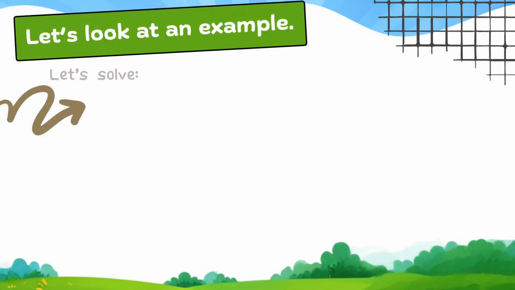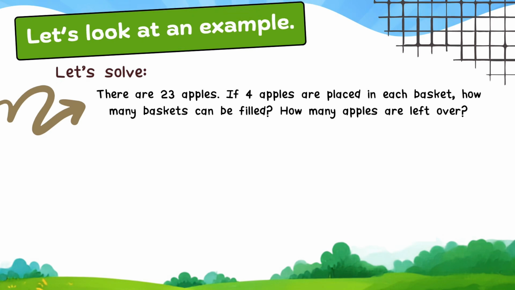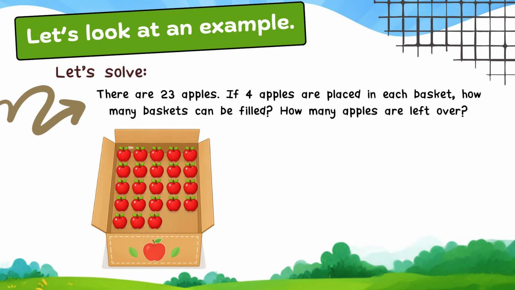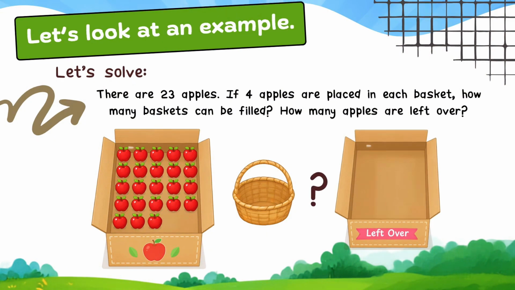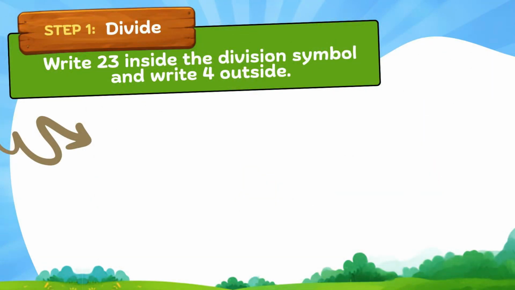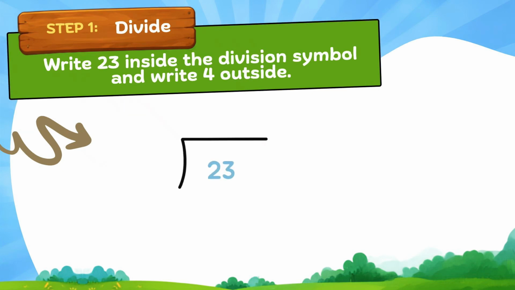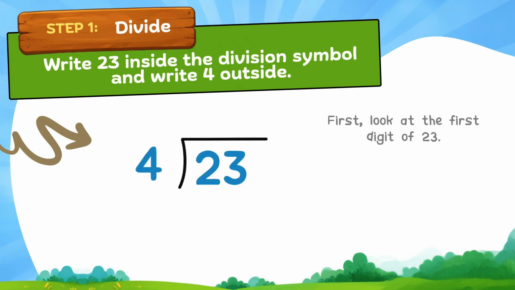Let's look at an example. Let's try to solve this. There are 23 apples. If 4 apples are placed in each basket, how many baskets can be filled? How many apples are left over? Step 1. Divide. Write 23 inside the division symbol and write 4 outside.